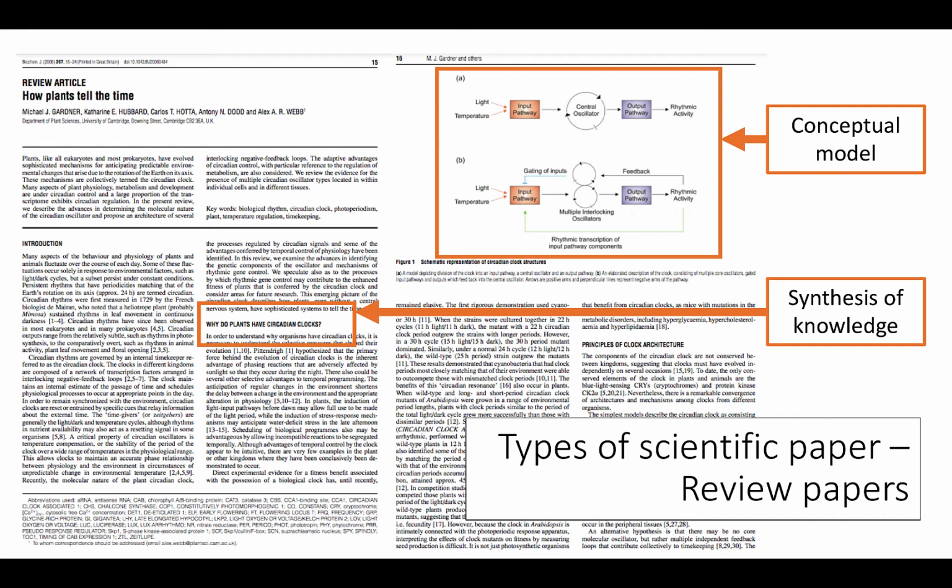So here you can see this is a review paper, it's much more essay style, it's all about the synthesis of knowledge, and for example we put in some conceptual models of how things work. This isn't original research data, this is more of models and cartoons of how the biology might work. So when you're reading, you want to be really clear first of all, am I reading an original research paper or am I reading a review paper?